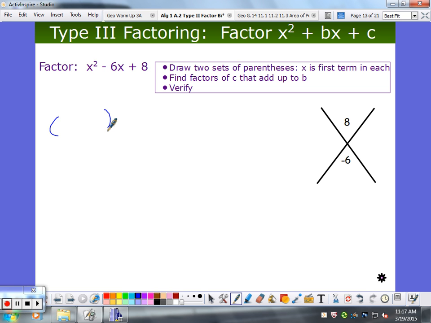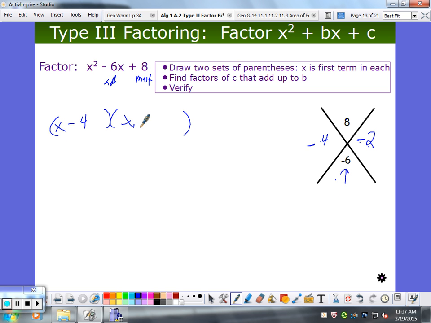So I'm going to draw my parentheses. X times x, that gets me here. Now I have to multiply to 8 but add to -6. So here I'm multiplying to a positive, but adding to a negative. Now, what do I know about the signs? They both have to be the same, and they both have to be negative, because I'm adding to a negative. You got it? What did you get? -4 and -2. Let's check it. -4 times -2 is positive 8. And -4 and -2 added together give -6. So you have it.